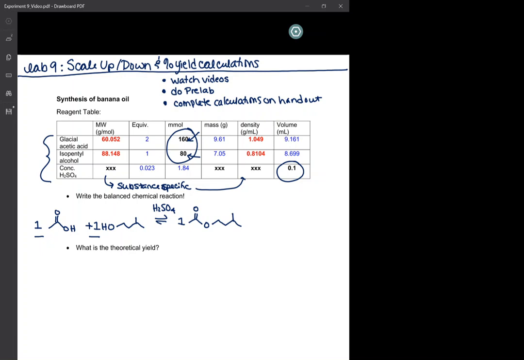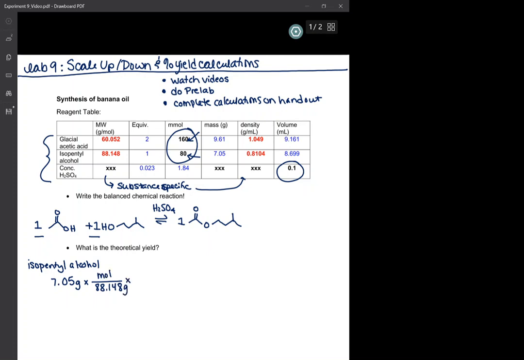we could go ahead and try to figure out, if we start with our isopentyl alcohol, how much of our banana oil we can make with this. There's lots of places we could start with this. I'm just going to start with the mass, just so you can remind yourself about all the calculations. So in our procedure, in our reagent table, we start with 7.05 grams of isopentyl alcohol. All right, we can convert that to moles by dividing by the molar mass. Like I said, there's lots of different ways to do this. You can start from different points.